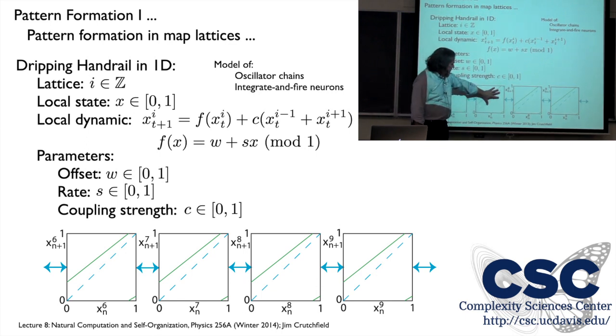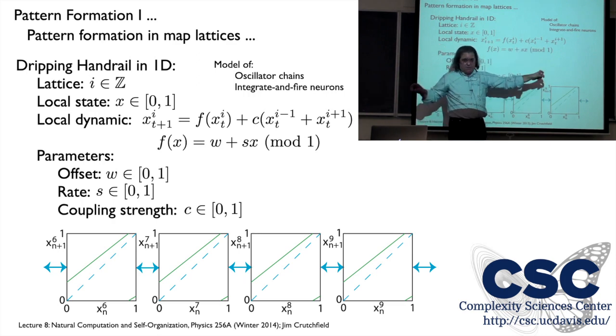Some people use this model as a discrete time, discrete space analog of what's called an integrate and fire neuron. All that's happening locally is it counts up and resets, counts up and resets. Pretty simple. Now what we're going to do is couple these together in the spatial lattice.